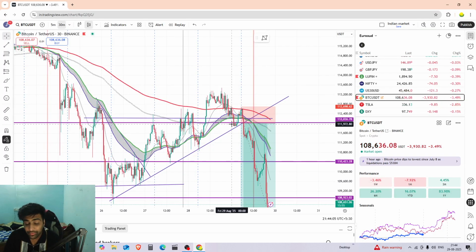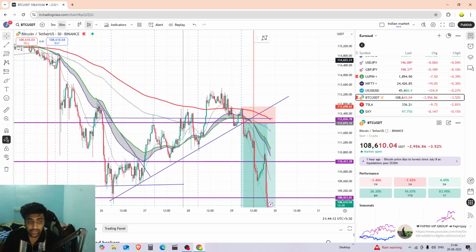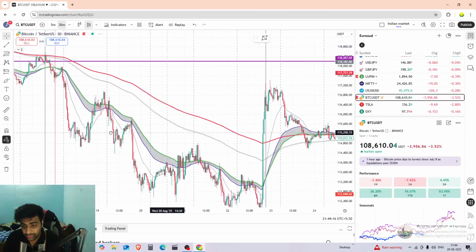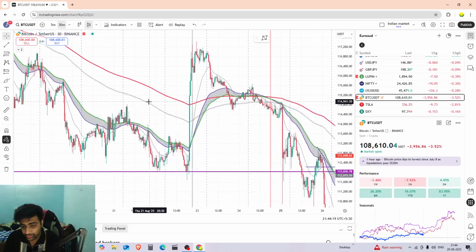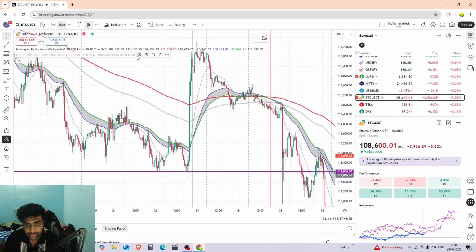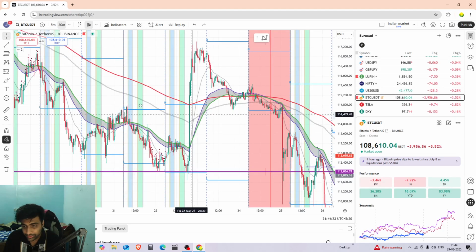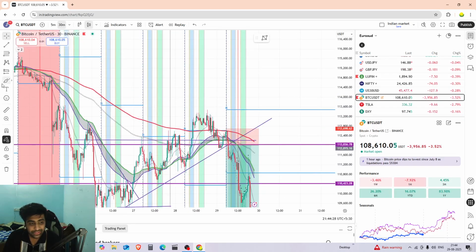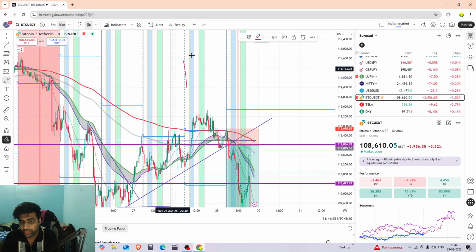Hello guys, so I will be teaching you a setup which works 90% of the time, with a win rate of roughly 90%. Now there are a few things which you have to keep in mind before taking that setup, and one of them is the trend. The first thing is that the trend should be in your favor.